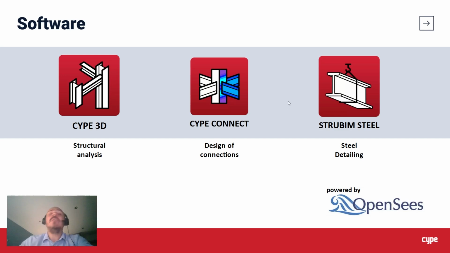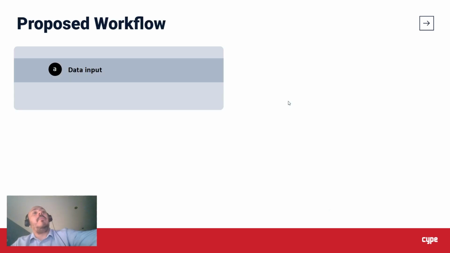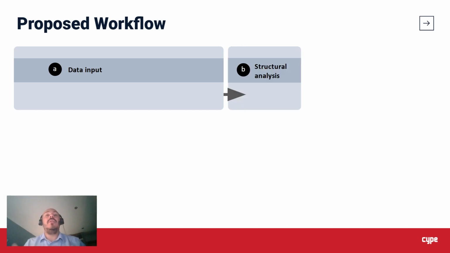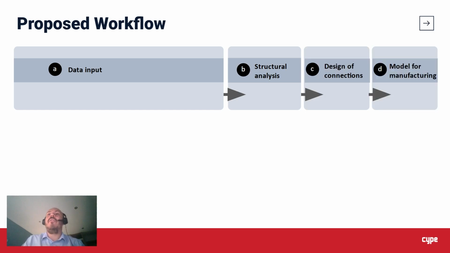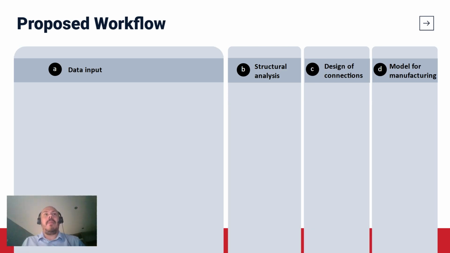Okay. So let's start talking a little bit about the workflows. We will divide these workflows actually in four main parts. The first part that we'll see is the introduction of data, the data input. The second part is going to be the structure analysis. The third part is going to be the design of connections, and the fourth part is going to be the generation of a model for manufacturing or the steel detailing. Okay. Let's open this part and let's start seeing what we have here.